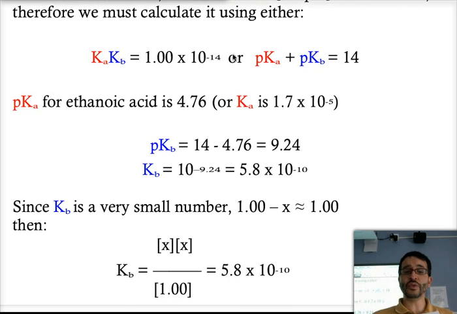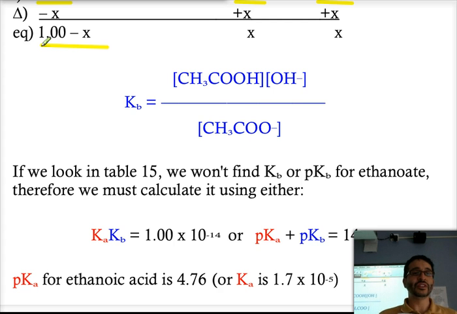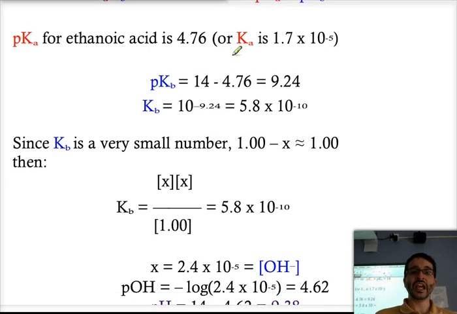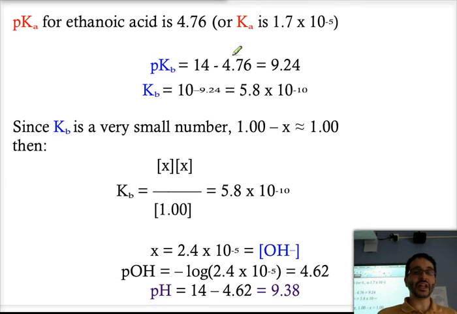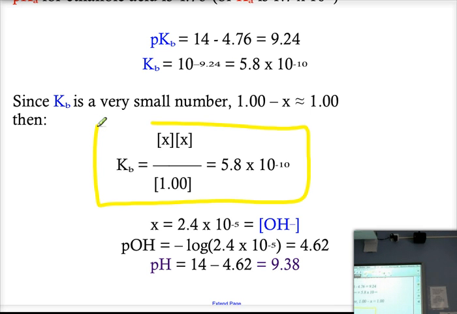Because Kb is a very small number, remember, we had said over here that the concentration of the ethanoate would become 1 minus x, but because Kb is a very small number, 1 minus x is approximately going to be just 1, then we can rewrite our equation in this form. And when we solve, we take the square root of 5.8 times 10 to the negative 10. We get 2.4 times 10 to the negative fifth as the concentration of the hydroxide ion.